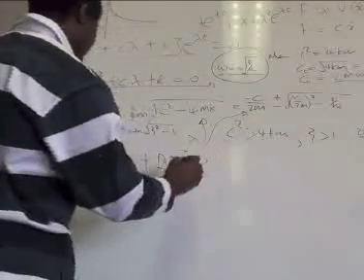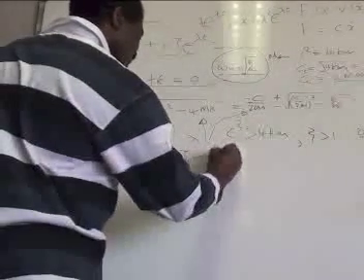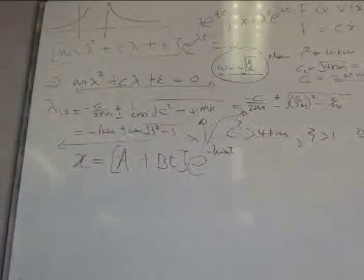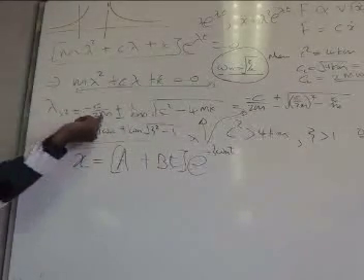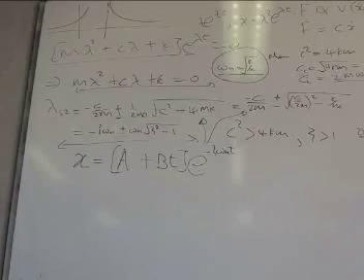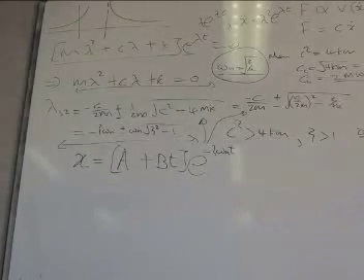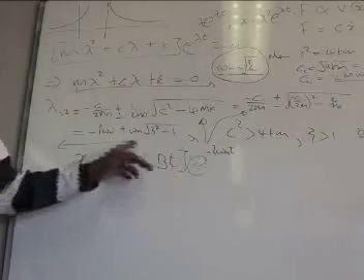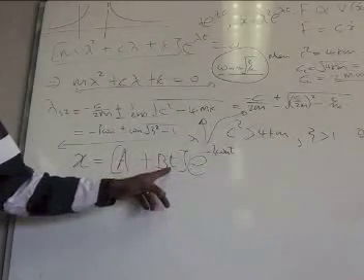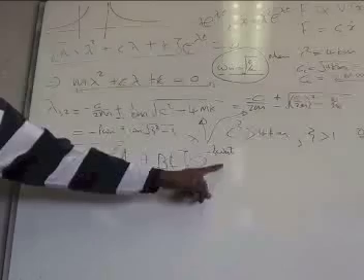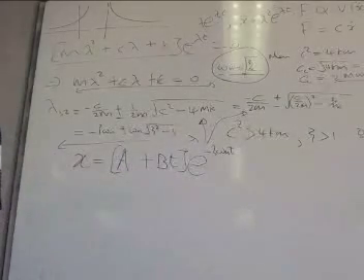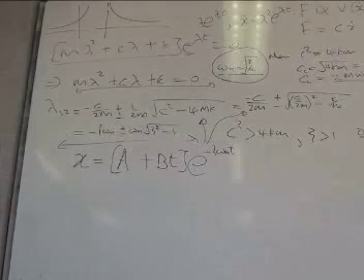E to the power what? Minus zeta omega n T, or if you want, minus C over 2m T. Now, when you look at this term, this is simply a constant. This is a straight line. This is now our decaying curve. So the overall becomes another decaying curve. Are we together?